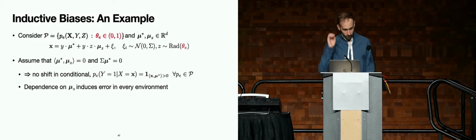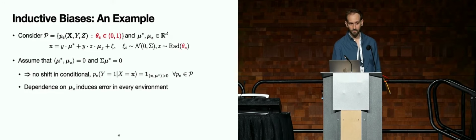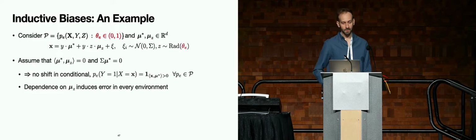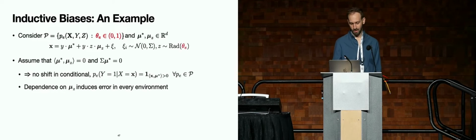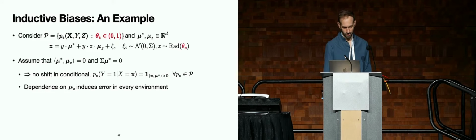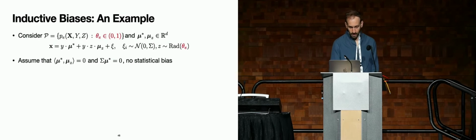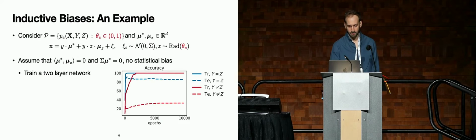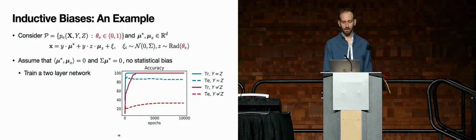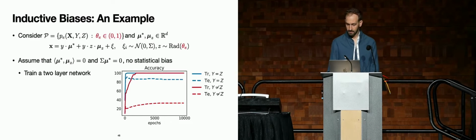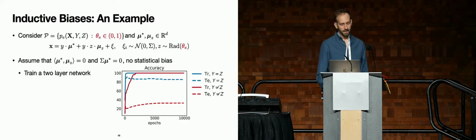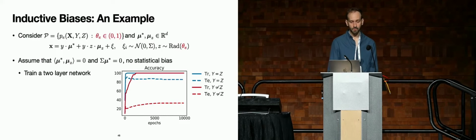So what happens is that if we have a model that depends on the spurious feature mu z, it will induce an error in each and every environment. So if we have infinite data and we minimize the expected risk, we expect not to learn that feature. So if we take this problem and we train a two-layer neural network on a set where theta e equals 0.9, then what we see is that training accuracy, marked by solid lines here, goes up to 100%.